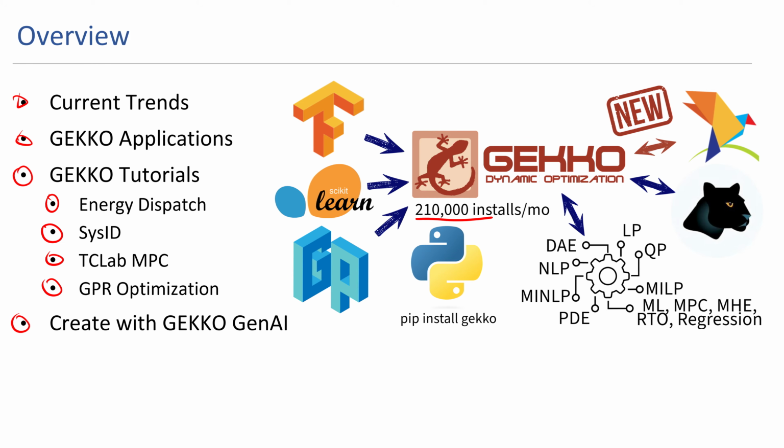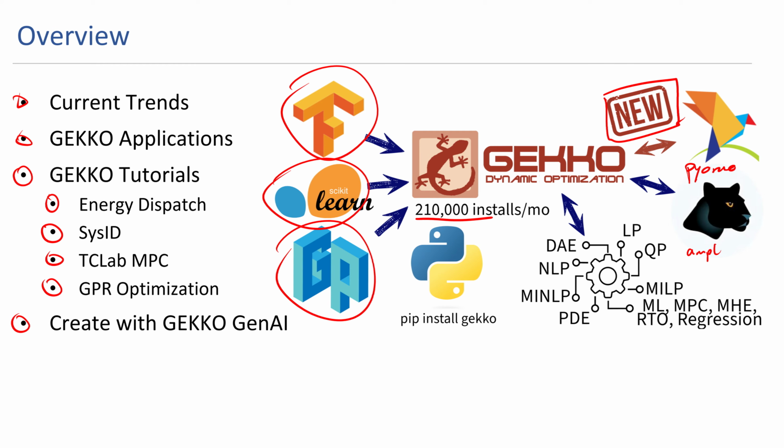Currently, there are about 200,000 or a little more installations per month of the Gekko optimization suite. Some of the highlights are that we have a new interface to Pyomo, and also a recent interface to AMPL as well, and then also TensorFlow, scikit-learn, and GPflow as well.